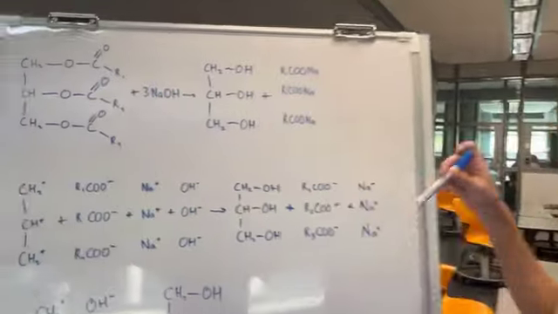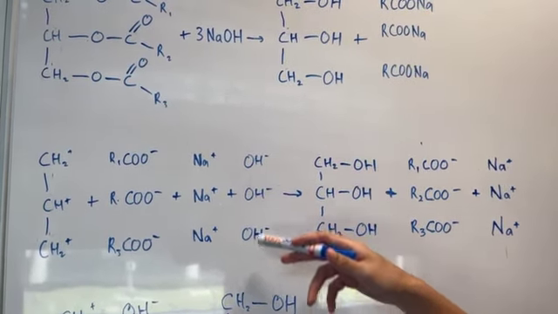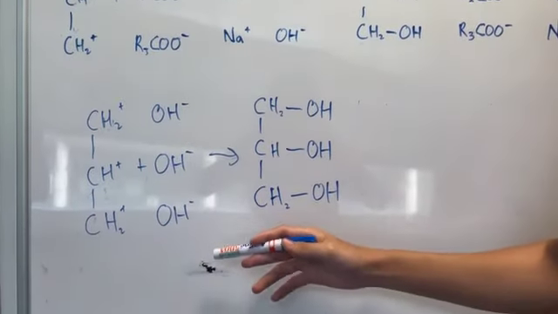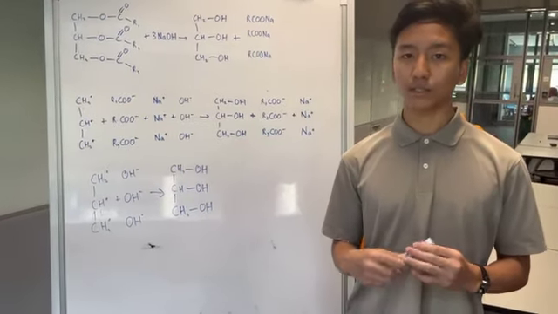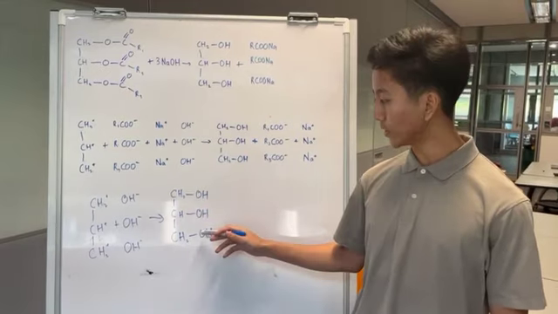So, based on this complete ionic equation, we can cancel out the spectator ions, which are this part and this part. And this is our net ionic equation. So, in conclusion, saponification is a metathesis reaction because it produces a weak electrolyte, which is glycerol.